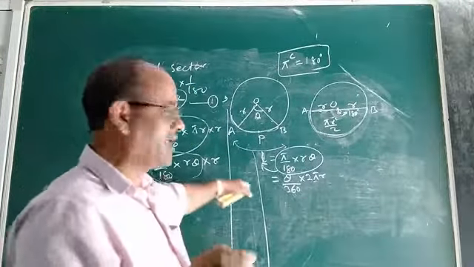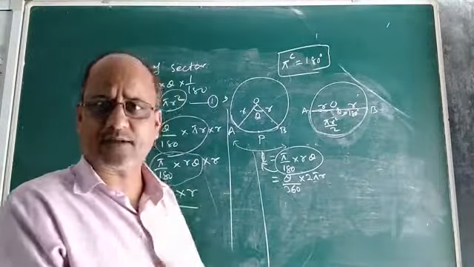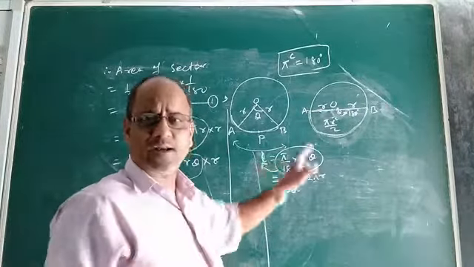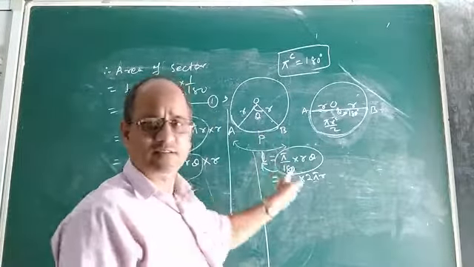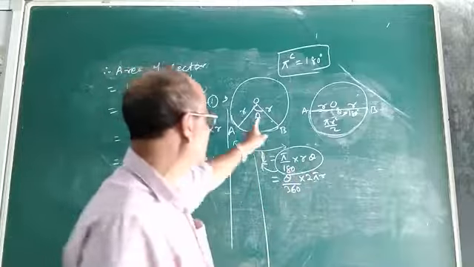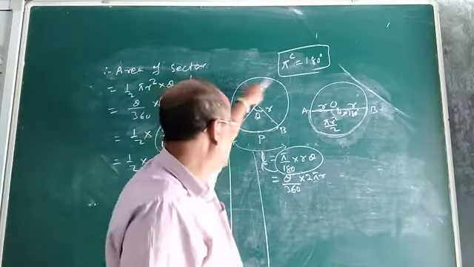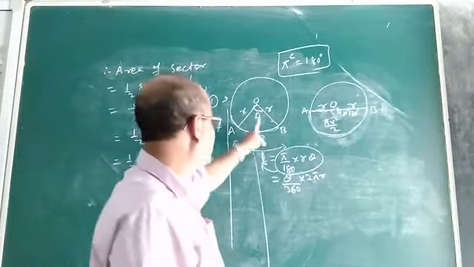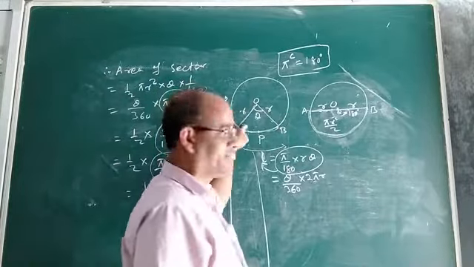Okay, so children, I hope you understood how to find area of a sector. Now in this particular case, what I discussed, here I discussed the area of what? Sector. Sector means this minor sector. You see, in this figure there are two sectors.